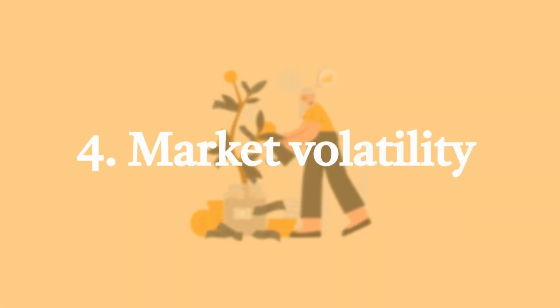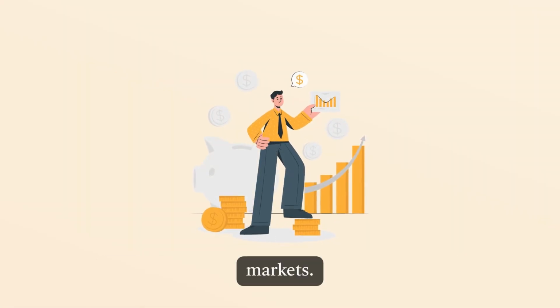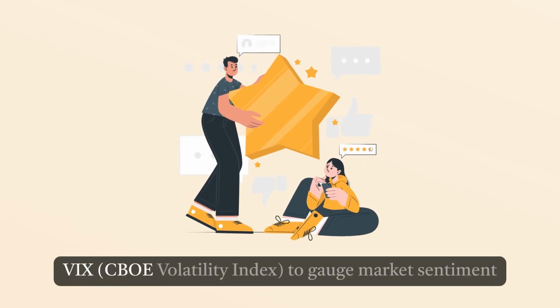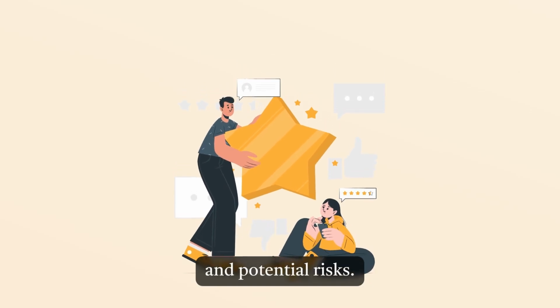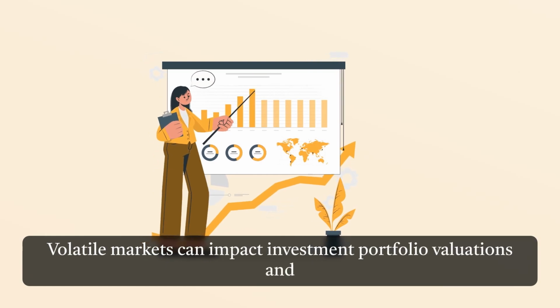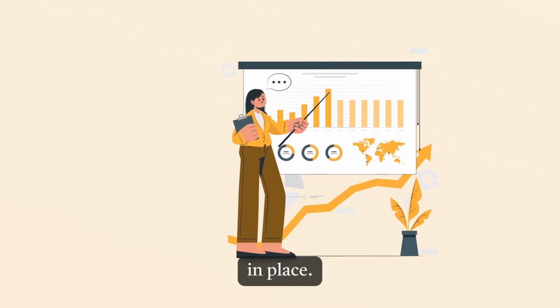4. Market volatility. Market volatility is a natural part of financial markets. Keep an eye on volatility indices like the VIX, CBOE Volatility Index, to gauge market sentiment and potential risks. Volatile markets can impact investment portfolio valuations and liquidity, so it's crucial to have contingency plans in place.